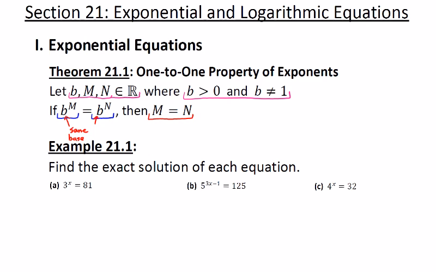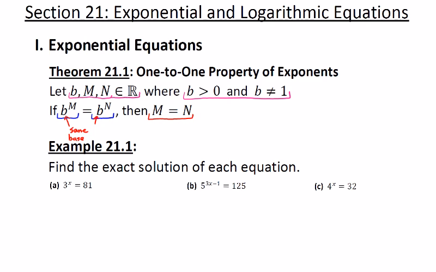So let's go into example 21.1. It says, find the exact solution of each equation. So I have here part A saying that 3 to the x is equal to 81. Now I understand that many of you viewing this video can just look at this and figure out what the exponent would need to be. 3 to the what power would give me 81. If you know your powers of 3, you can figure this out. But the idea is that I want to get us into this one-to-one property so that way when you get more involved questions and you can't just stare at it and figure it out, you'll have some kind of methodology to be able to get there.